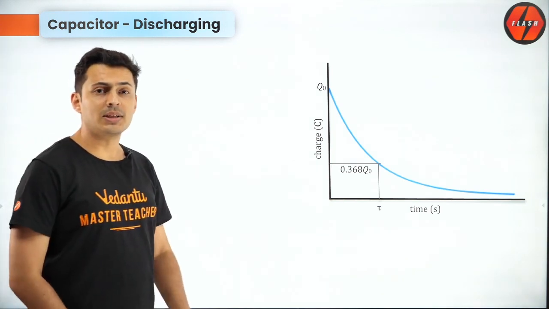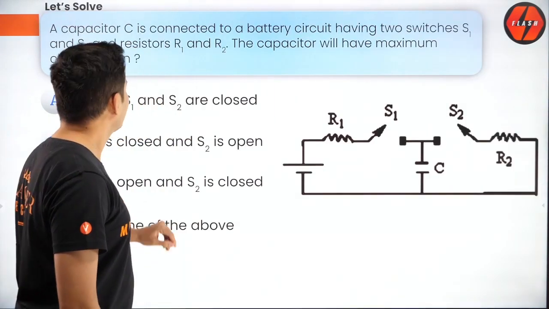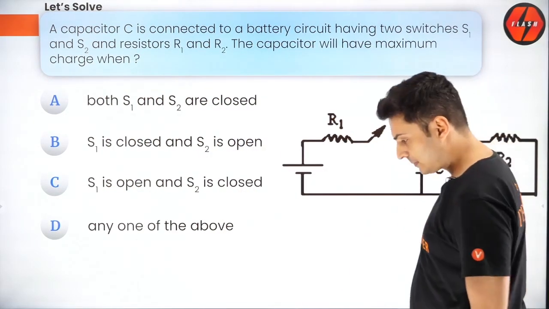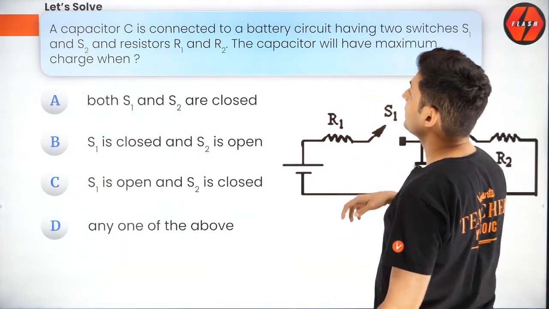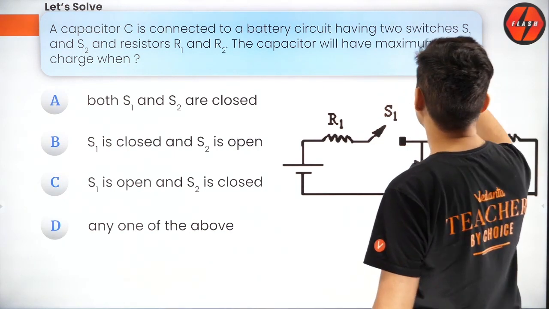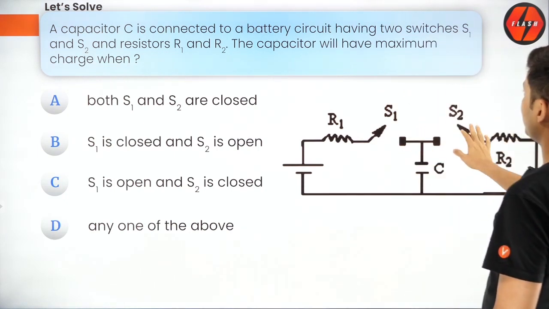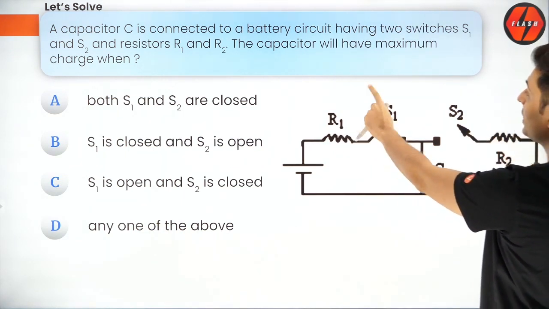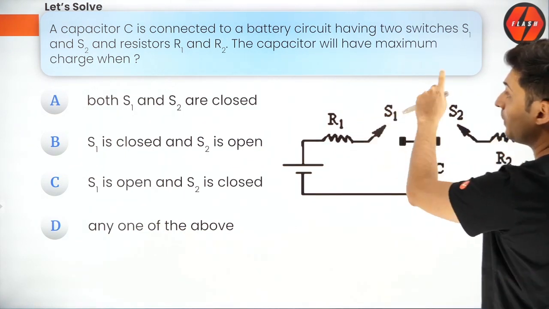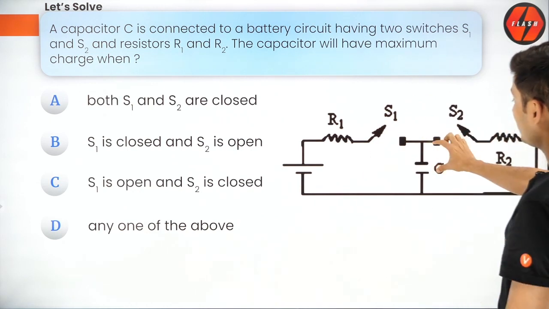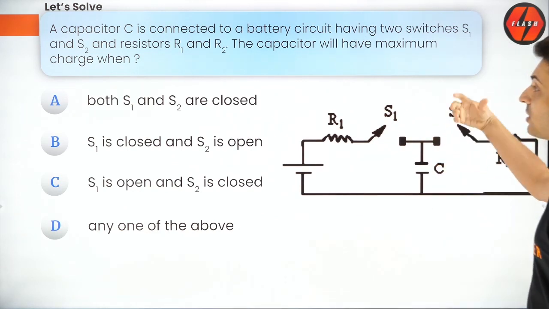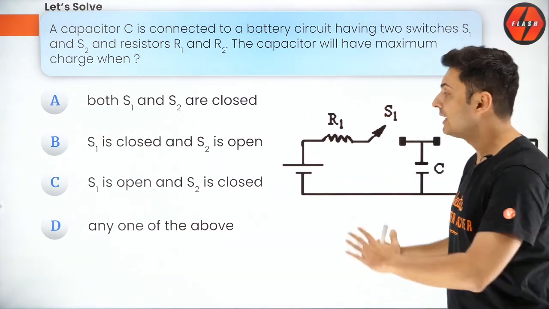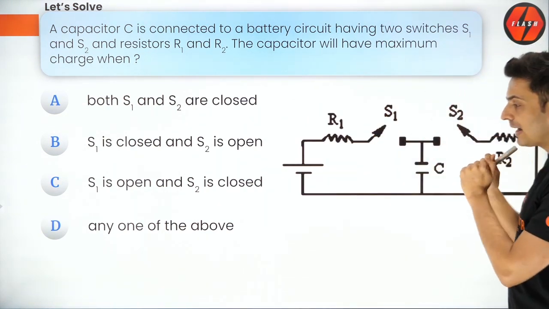Now let's get to some problem solving. Here's your first question on charging and discharging of capacitors. There is a capacitor connected to a battery, and there are two switches as shown over here, S1 and S2. The resistors are R1 and R2. The capacitor will have maximum charge when? In which of the following situations do you think the capacitor will have maximum charge?